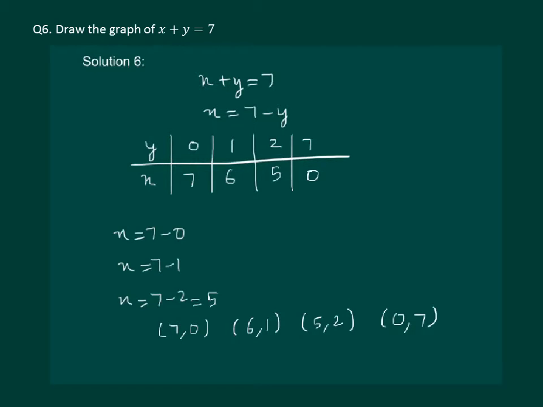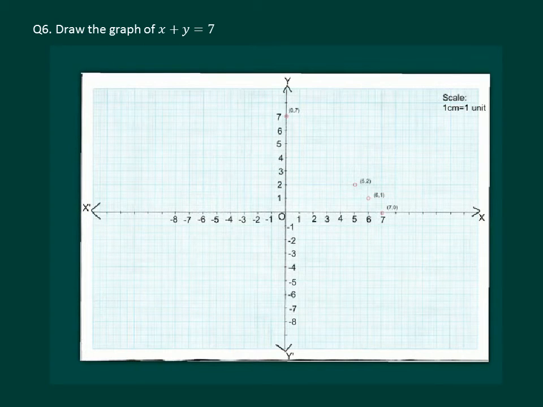Now let us plot them on the graph. So after plotting all the points, we join them and get a line such that all the points on this line will be the solution of the equation x plus y equal to 7.